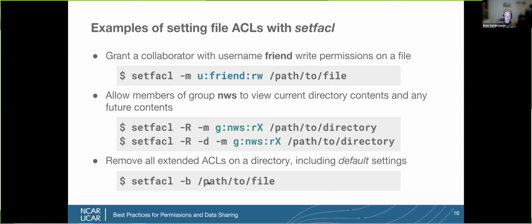And then I would run a help on setfacl because there are many different ways that you can run this command. But another basic fundamental operation you might want to do is if you do -b and you give the path to a file or a directory, then you're going to remove all of the extended ACLs on that directory, including the default settings if there are any. So that's a way to clean things up and reset it back to standard POSIX permissions.